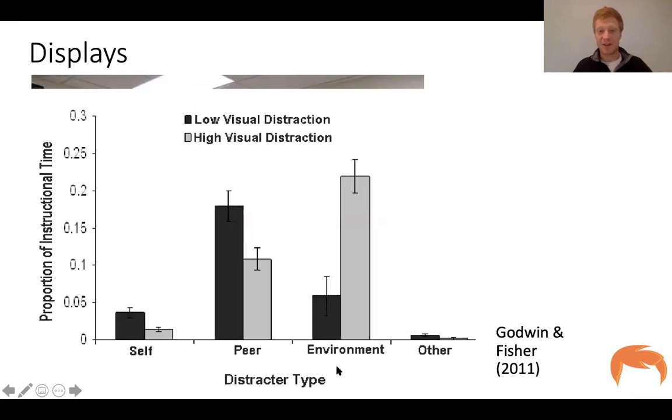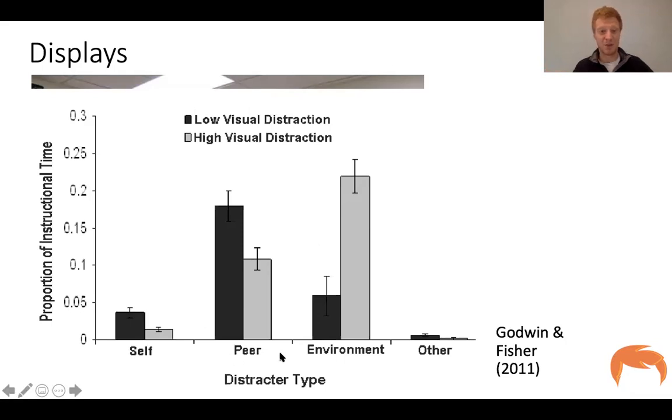So the first thing to look at then is the environmental distraction, in other words, distraction caused by the things around them. Unsurprisingly, in the high visual distraction condition, the light grey bar, there's much more environmental distraction, all the posters and everything, somewhere over 20% of the learning time on average. That's much less in the low visual distraction condition. But, and this is a point for any of these tips I'm giving you, clearly this is not a silver bullet. On its own, this is unlikely to solve all distraction.